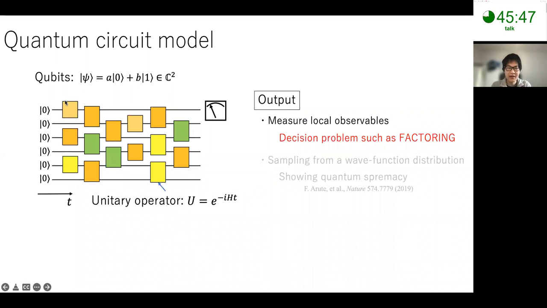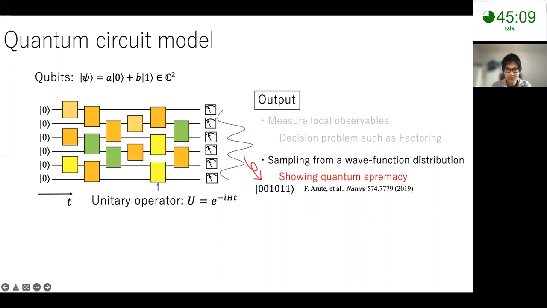So I'd like to explain more about the circuit model. The quantum state is described by qubits, and we apply unitary operators sequentially. The output depends on the problem that we want to solve. So we measure local observables when we want to solve a decision problem, a yes or no problem, such as the factoring problem.